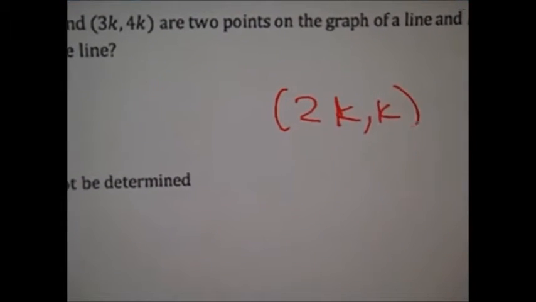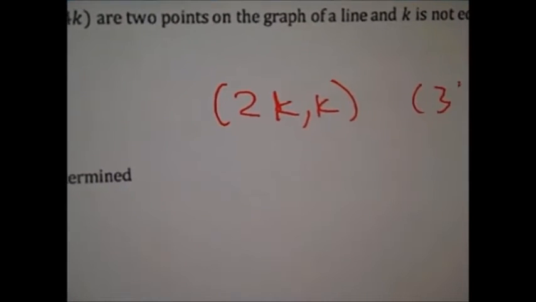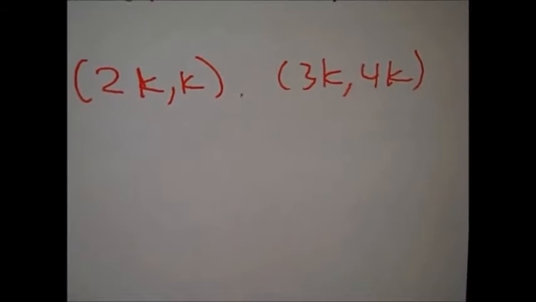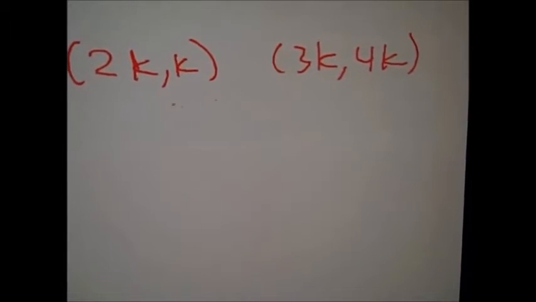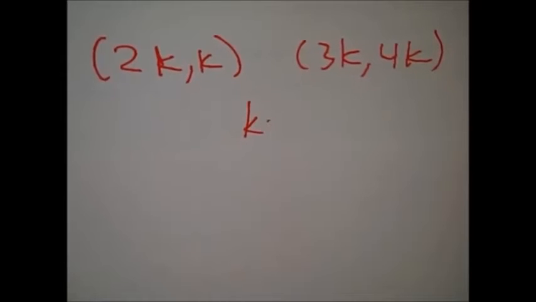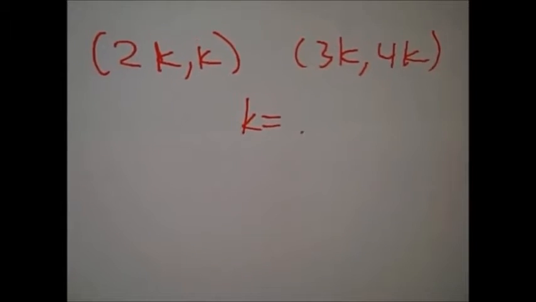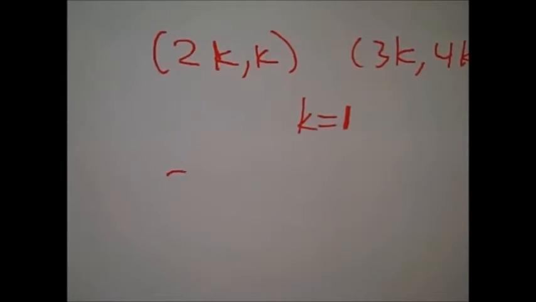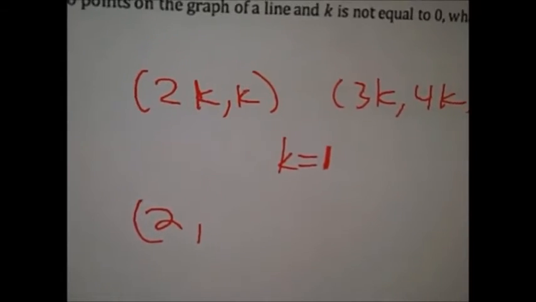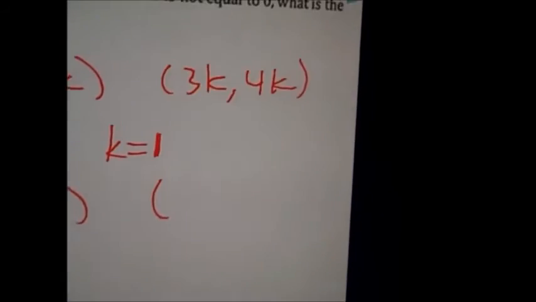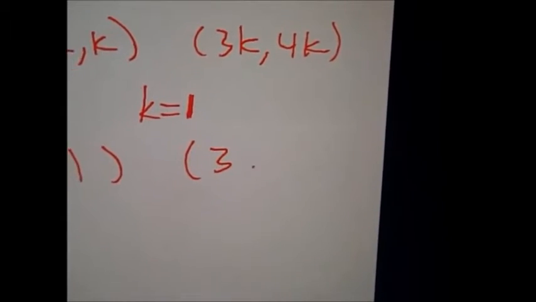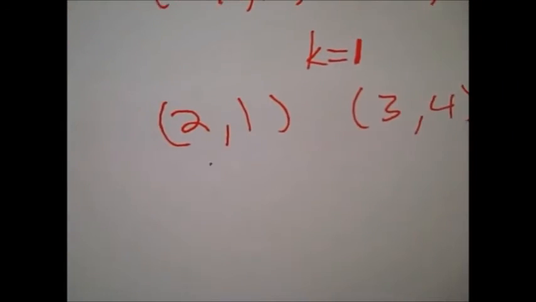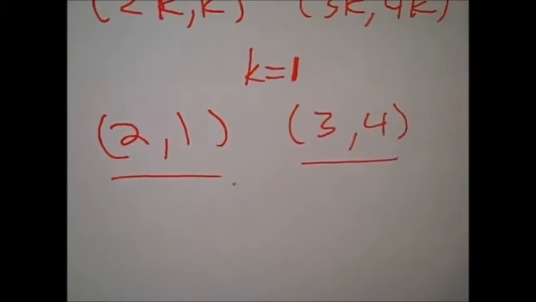I'm just going to rewrite the 2 points they gave me in the problem down here so I can work with them. Here they have letters and then numbers. I'm going to go ahead and pick a number for k, so I don't have to work with these letters anymore. I can just deal with all numbers. An easy one to pick is just 1. Therefore, 2k is 2 times 1. That's 2. K is just 1. 3k would be 3 times 1, which is 3. 4k would be 4 times 1, 4. And now I have a set of points that do not have any more letters.